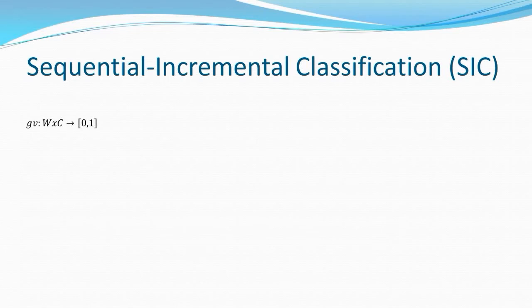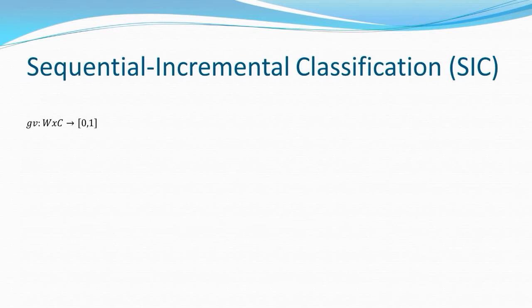The GV function gives words a value in relation to categories. That is, it takes a word and a category and outputs a number between 0 and 1 representing the degree of confidence with which that word is believed to exclusively belong to that category.